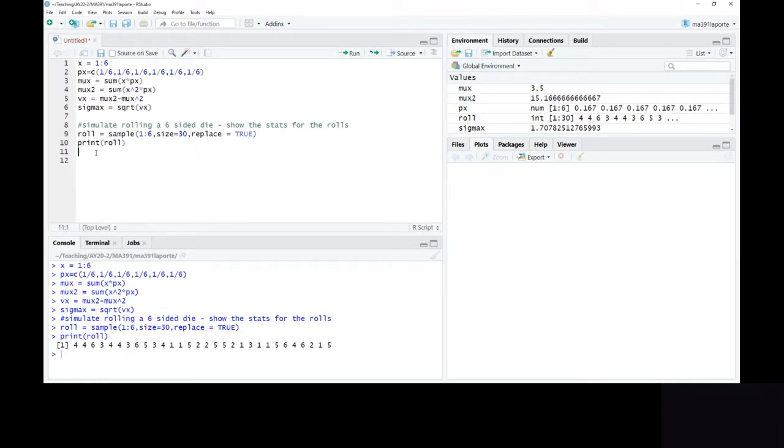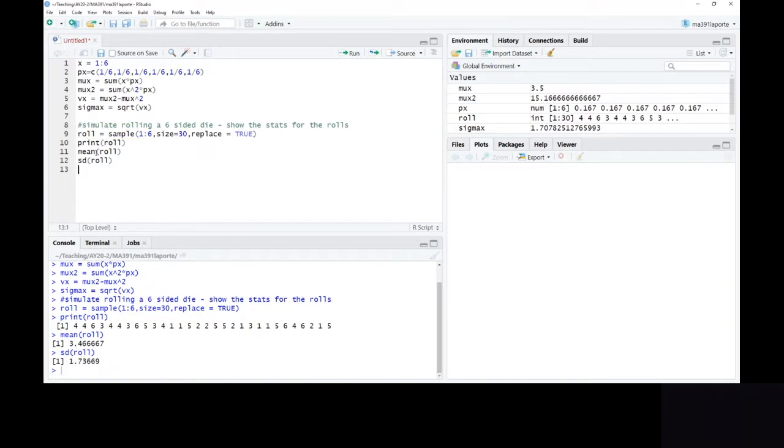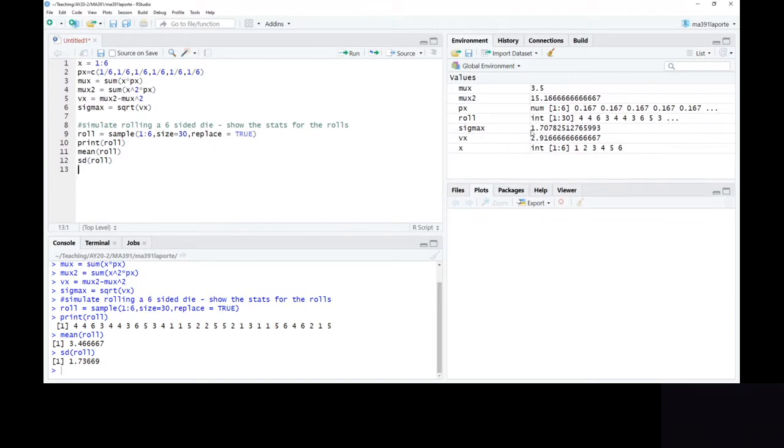And we can then just calculate the mean of roll. 3.46. Okay, so we were pretty close on that one. If you're doing this at home, you should get something different than mine, unless we had the same seed. And then 1.73, we're pretty close to what our sigma x was, 1.707. This is 1.7369. We don't expect to get exactly the true value for this.